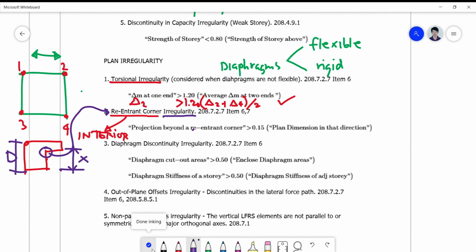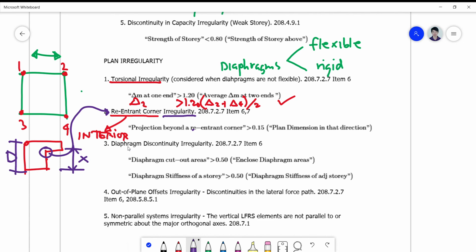Okay, so for number 3, diaphragm discontinuity irregularity, again, we go back to diaphragm, but these are all plan irregularities. So what is a diaphragm discontinuity? I told you that discontinuity means there's a cut, there's a break, in terms of the elements that are concerned. Like this, the element concerned is the diaphragm.